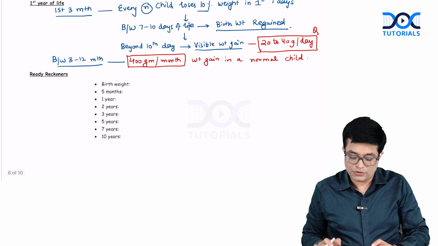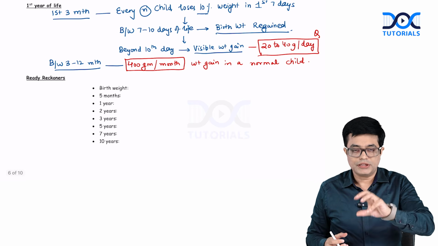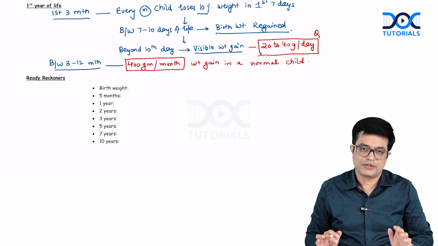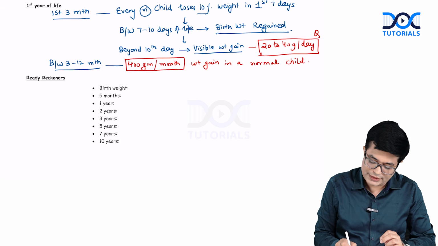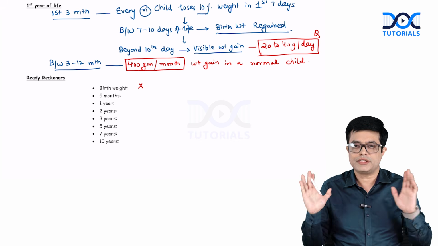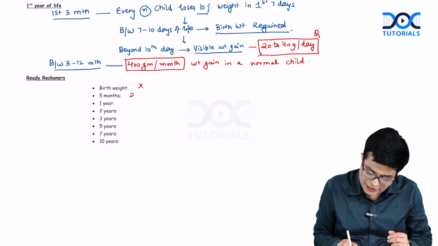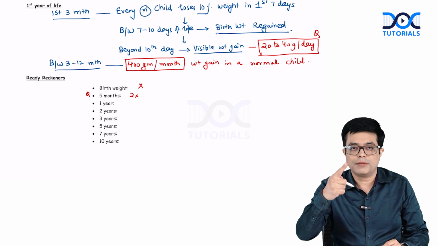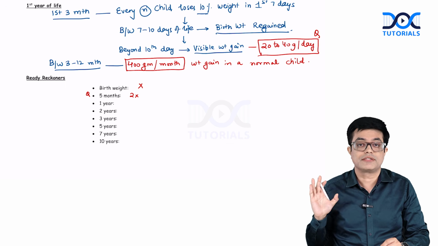Now, ready reckoners. Ready reckoners means you are using the birth weight value to predict the weight at a certain age. This method is called a ready reckoner. So, in a normal child, suppose birth weight of the child is X. It could be anything, 2.5, 3, 3.5. At 5 months, the weight becomes 2X. I'm putting a Q here. Old MCQ one-liner: doubling of birth weight happens normally at what age? Answer will be 5 months.